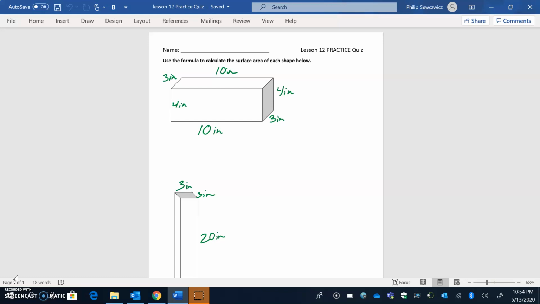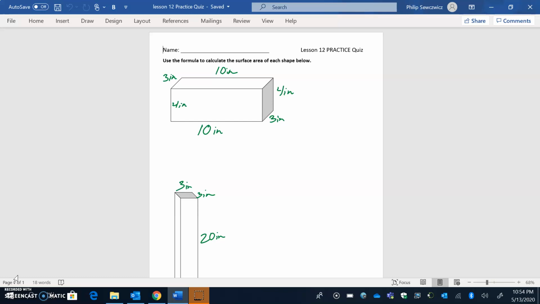Lesson 12 practice quiz. Think of this as your roadmap, if you will, for your lesson 12 quiz that you have in your attachment. Let's jump right into it. We are finding the surface area. And you've got options that are here.